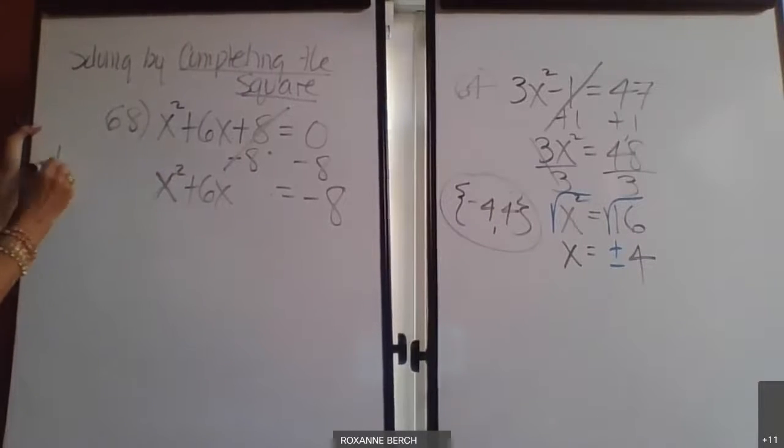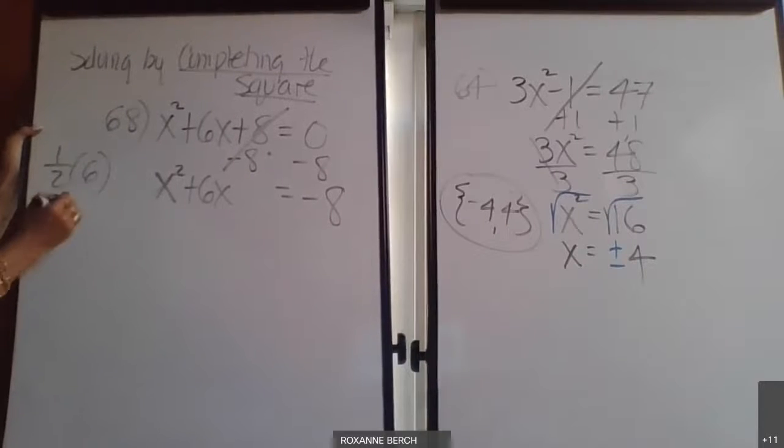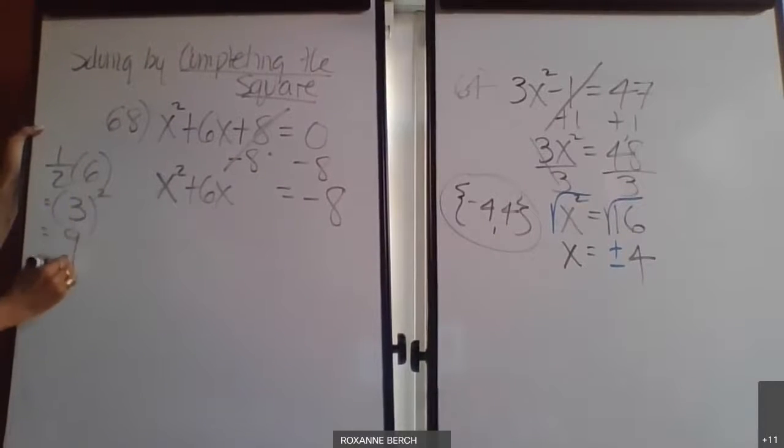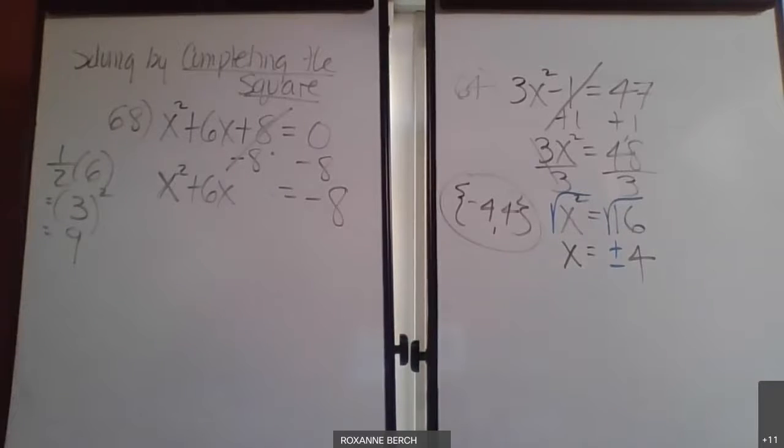You're going to take half of 6, which is 3, and you're going to square it. You're always going to do that. You're taking half of the middle term and squaring it.